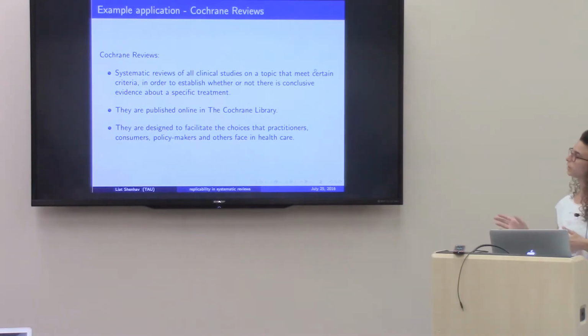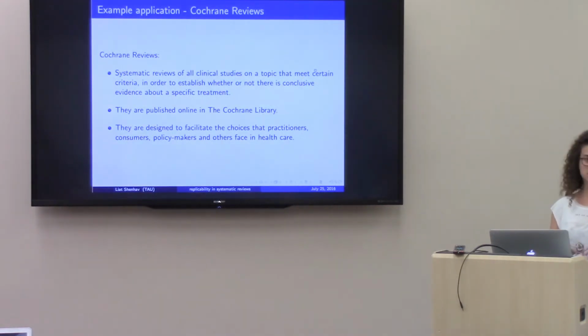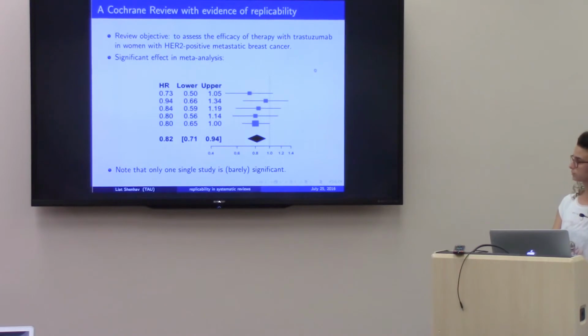So therefore, the findings are a bit troubling, and I'll show you in a minute, because their goal is very important. Their audience is patients, doctors, and policymakers, and they have a lot of impact and influence. So I'll show you two examples. This is a good example of a meta-analysis.